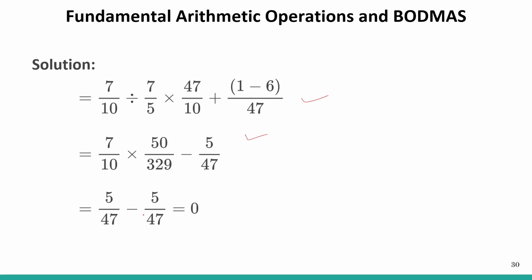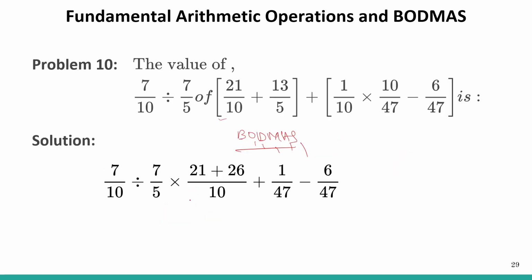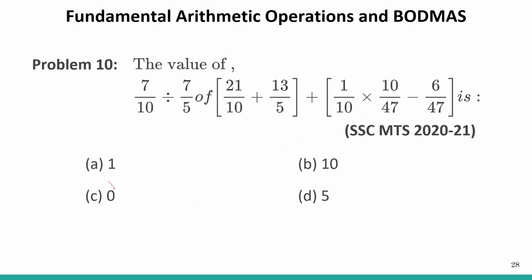So this is equal to this, because we have to first multiply. When we multiply this with this, it will be 5, right? This will be 5, and since 7 is here, this will be 47, right? So 5 by 47 minus 5 by 47, this will be equal to 0. So 0 is the correct answer here. The only correct answer is this one, and the others are wrong.